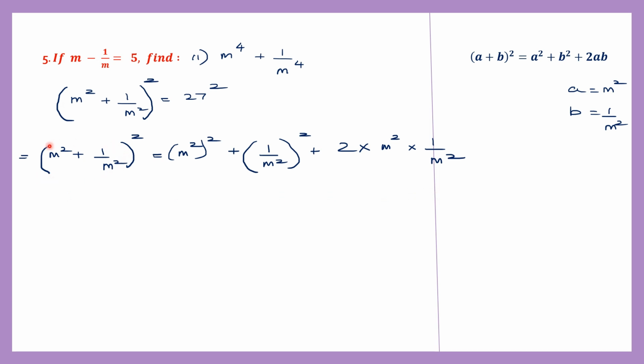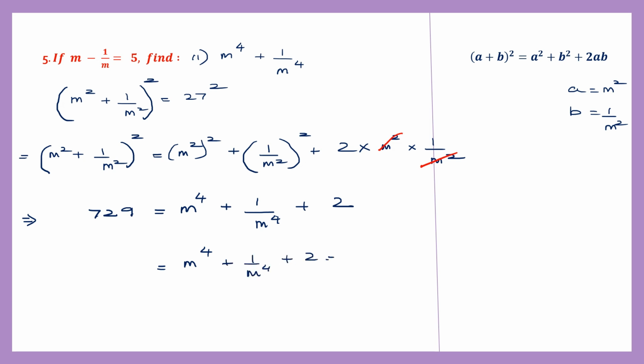Now this one, (m² + 1/m²) the whole square, is 27 squared. And what is the square of 27? That is 729. So this is equal to m, now here 2 raised to the power of 2, 2 into 2 is 4, so m to the power of 4, plus again 1/m² raised to the power of 2, 2 into 2 is 4. Now this side, what do we have? We can cancel this m² and m². We only have 2. Now I'm going to keep m⁴ + 1/m⁴ + 2.